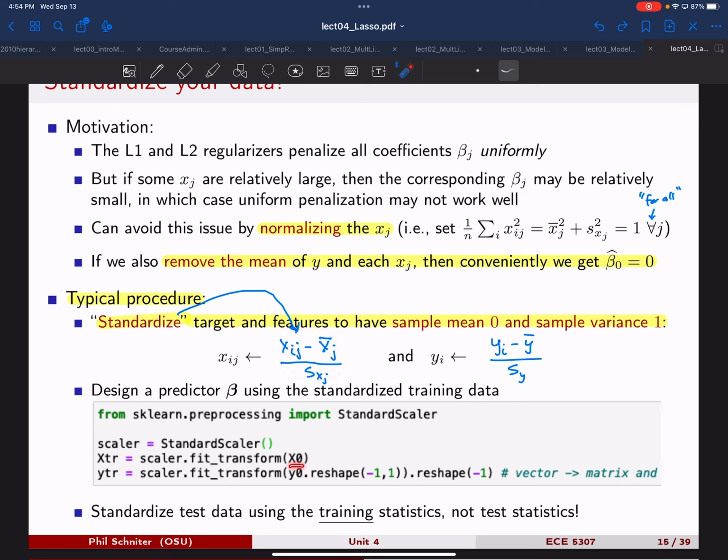So here you're giving it the original feature matrix. It's called x0. And then we're going to call the new standardized one xtr, the training x.